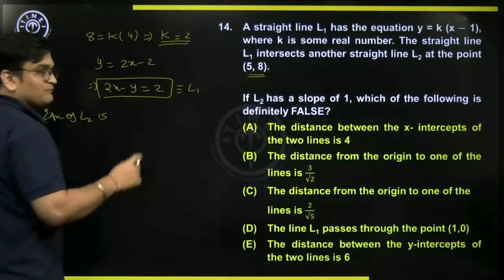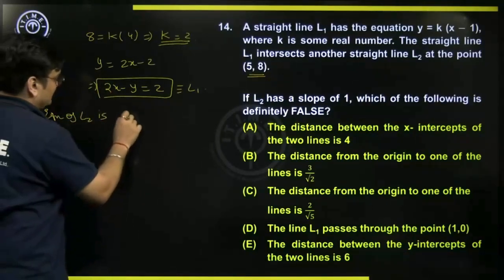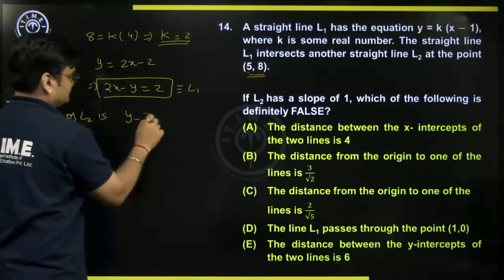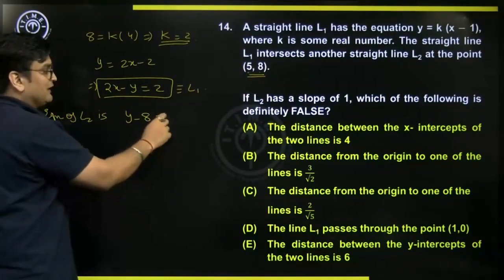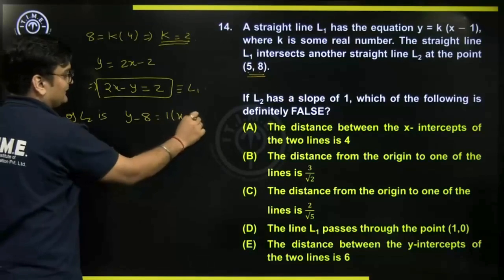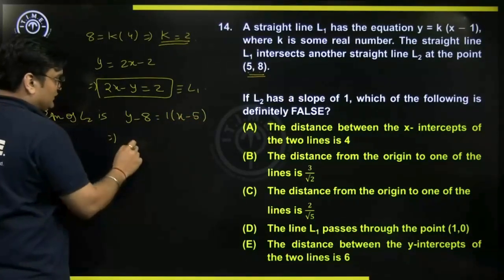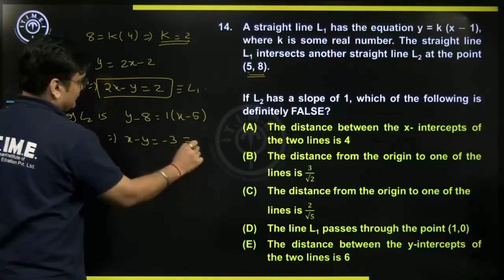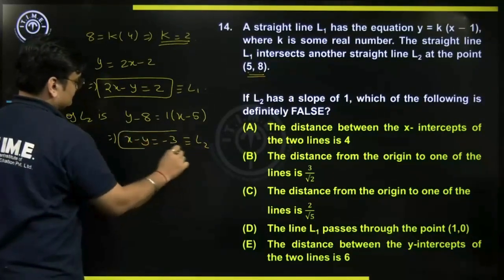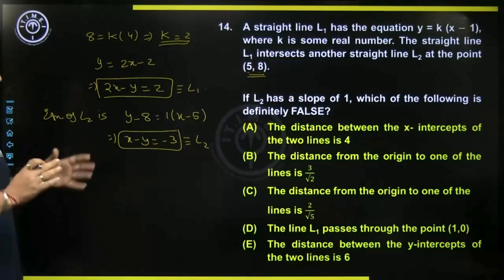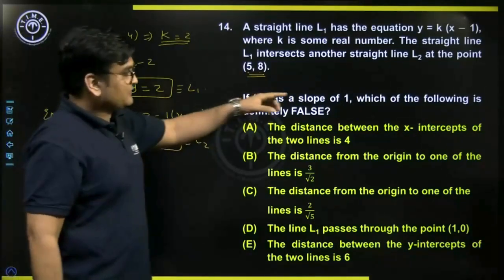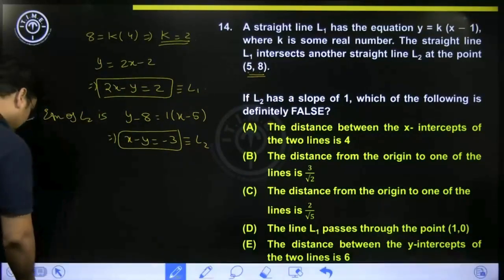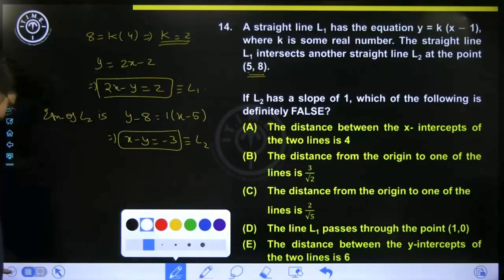equation of L2 will be, I am using the point slope form, y minus y1, this is x1, y1, equal to m into, m is 1, into x minus x1. So when you solve this, x minus y equals minus 3. This is your line L2. Now you know L1 and L2. He is asking us which of the following is definitely false. Let's go by the options.